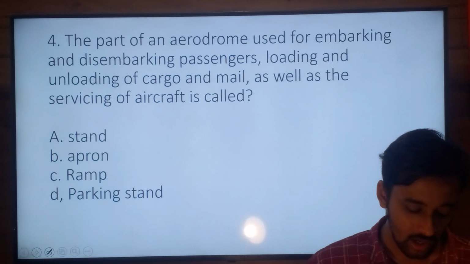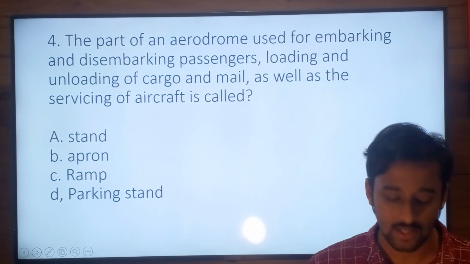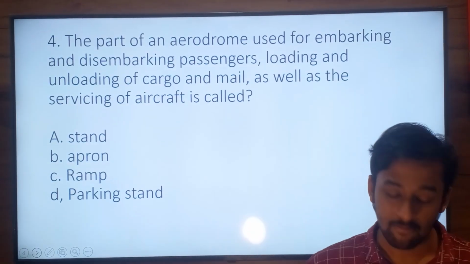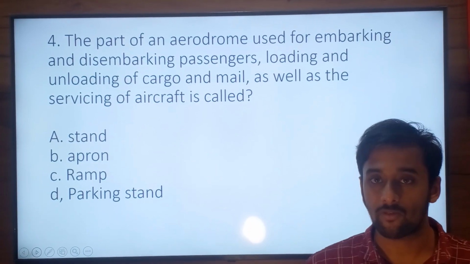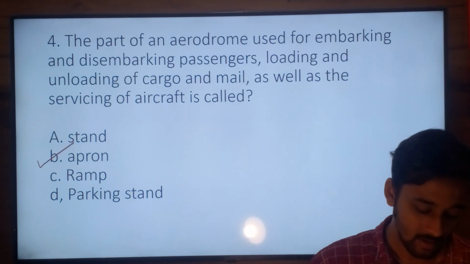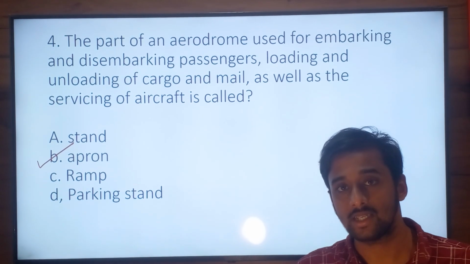Question number 4. The part of an aerodrome used for embarking and disembarking passengers, loading and unloading cargo and mail, as well as servicing of aircraft is what? So that is called apron. Apron is where all these activities take place.